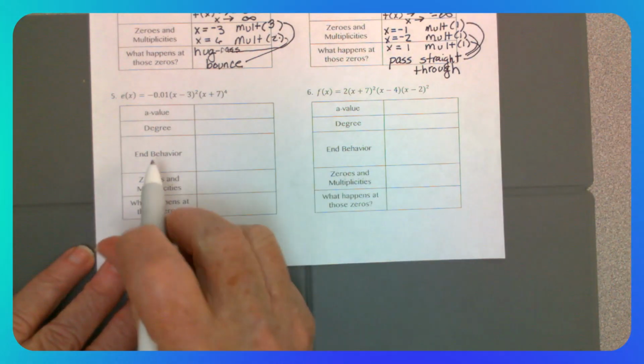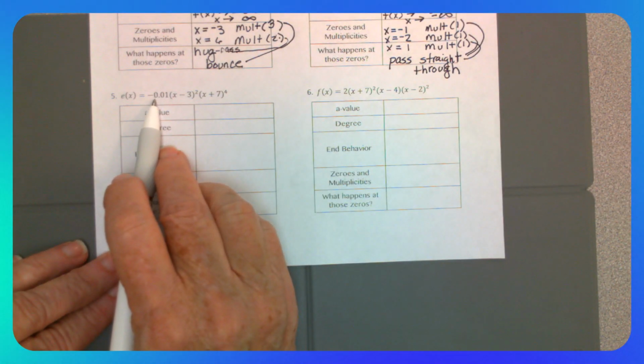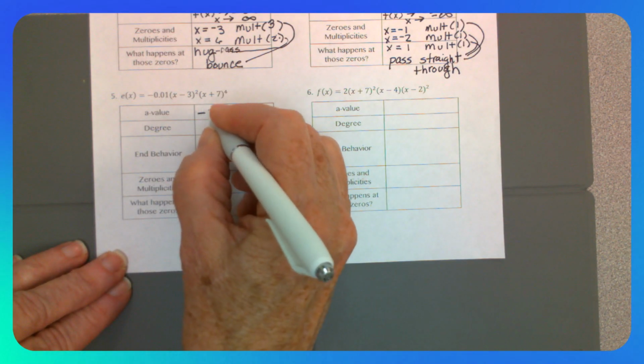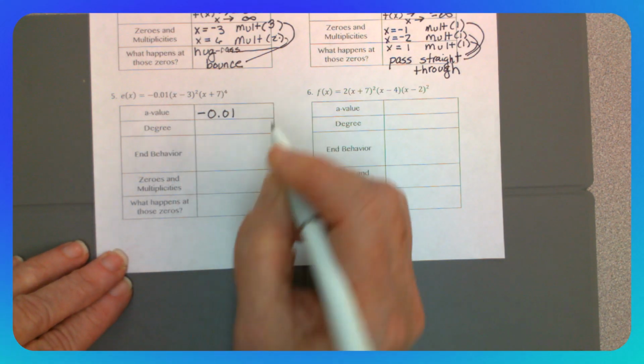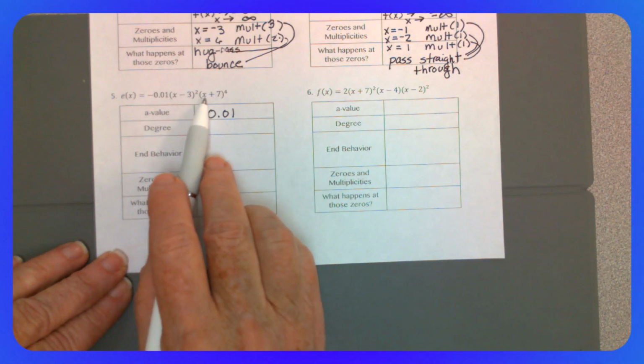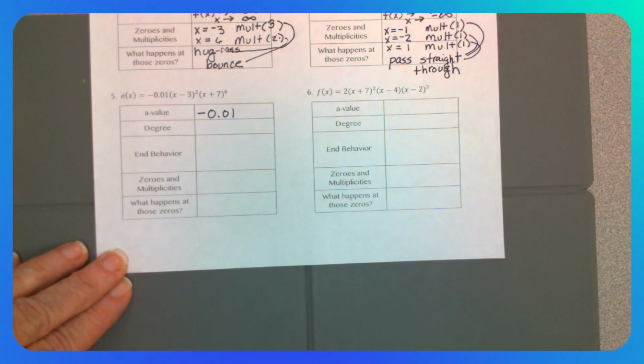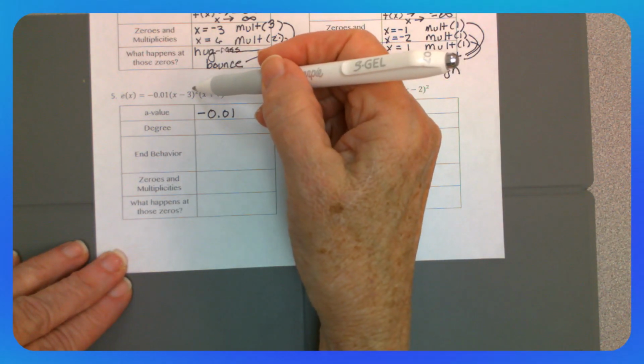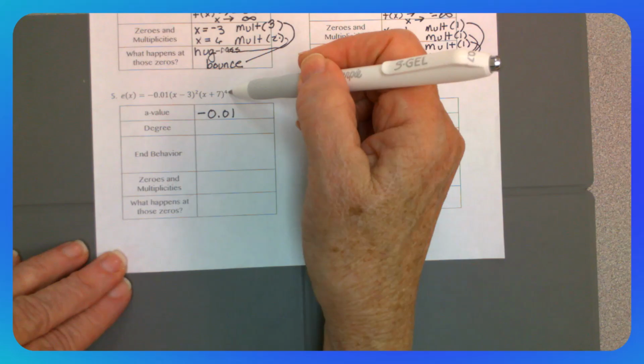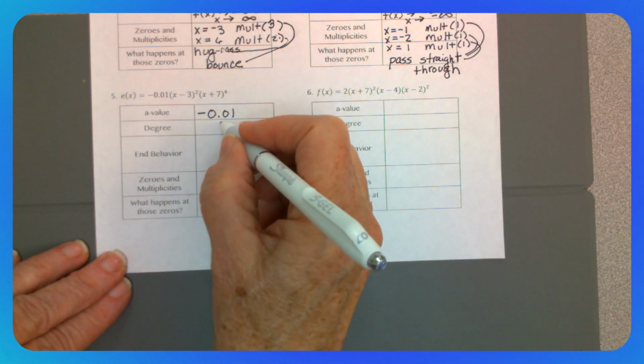All right, here I have a negative 0.01. I have no other numbers here, so it's easy for me. If I expand this out, I know that's what I'm going to get in the beginning. Okay, our degree is 4 plus 2 is 6.